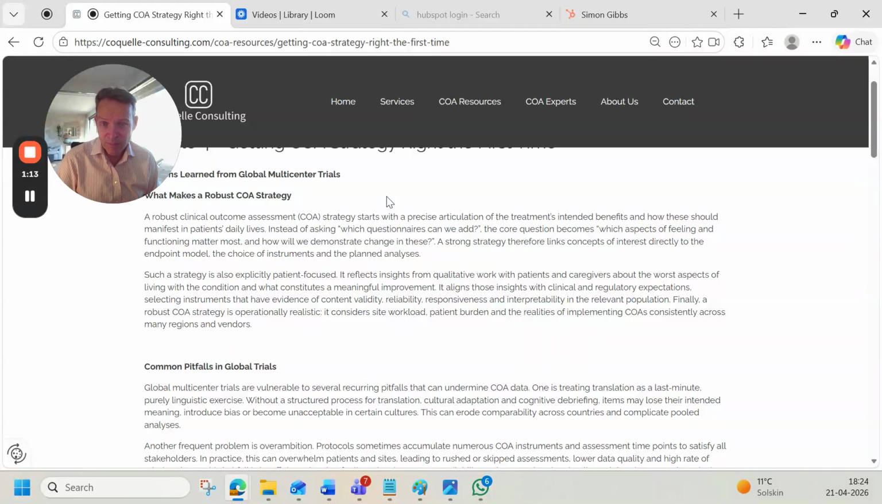It reflects insight from qualitative work with patients and caregivers about the worst aspects of living with the condition and what constitutes a meaningful improvement. It aligns those insights with clinical and regulatory expectations, selecting instruments that have evidence of content validity, reliability, responsiveness, and interpretability in the relevant population. Finally, a robust COA strategy is operationally realistic. It considers site workload, patient burden, and the realities of implementing COAs consistently across many regions and vendors.